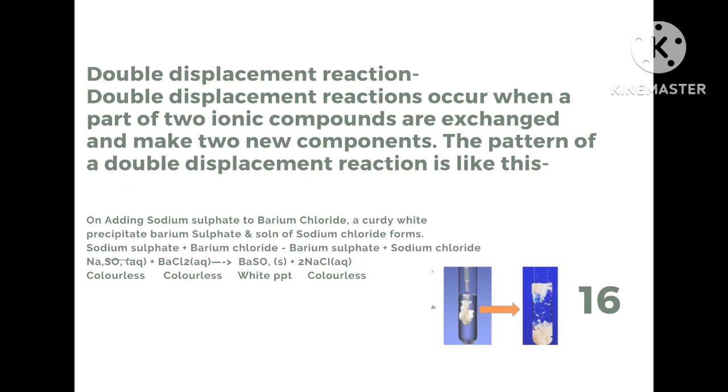Next reaction is the double displacement reaction. Double displacement reaction occurs when a part of two ionic compounds are exchanged and make two new compounds. The pattern of a double displacement reaction is like this. For example, if sodium sulfate reacts with barium chloride, a curdy white precipitate of barium sulfate is formed and a solution of sodium chloride is formed. Here we can see both the solutions have exchanged their ions. So these were the four types of chemical reactions.